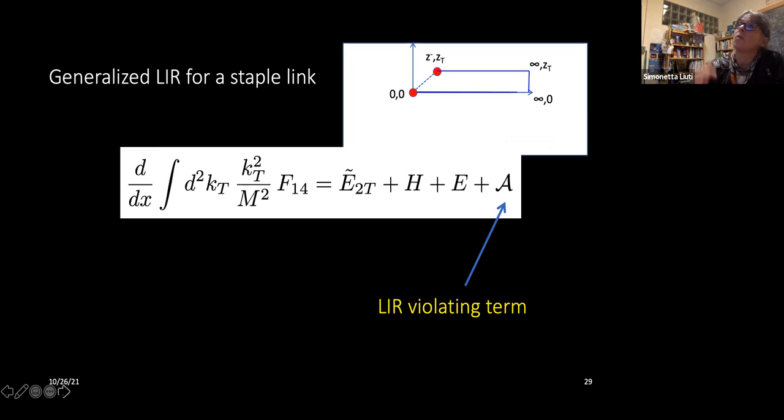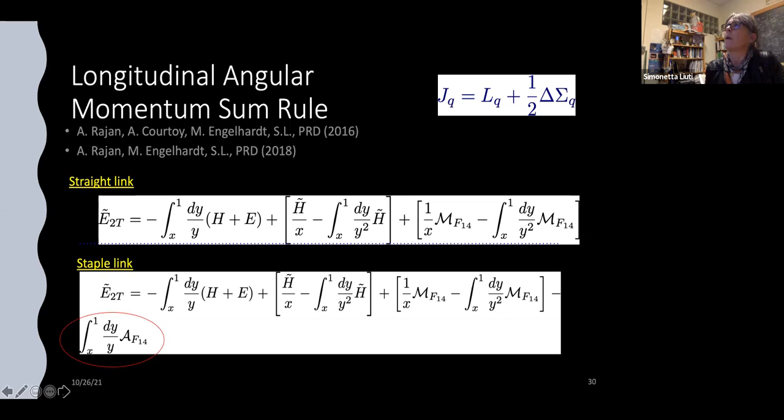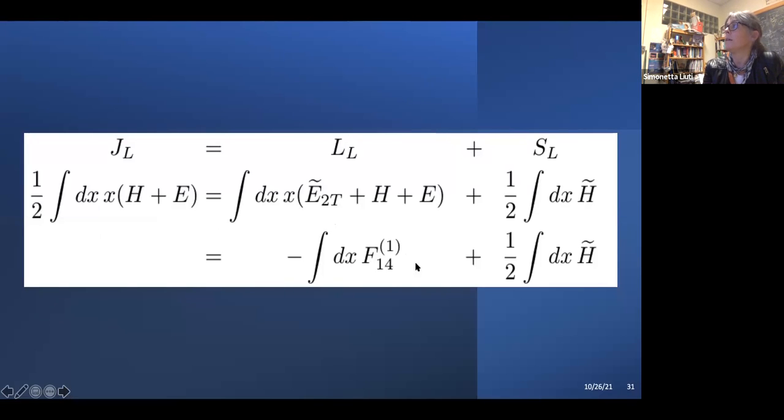This can be generalized to writing the Lorentz invariance relation for a staple link, and this is the Lorentz invariance relation violating term. So okay, this was for longitudinal angular momentum, and the results are written in these papers, and so we have these relations at the x level that we can actually go out and measure and verify. And the interesting part, so this is for a straight link, this is for a staple link. And the interesting part is that when we integrate these relations, we obtain the orbital angular momentum sum.